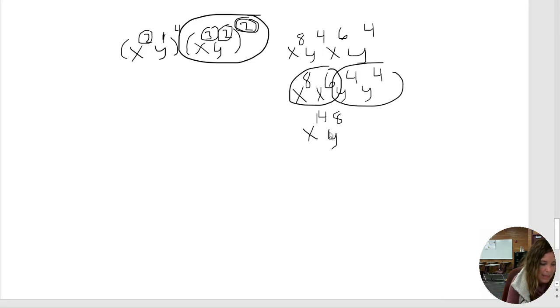Okay. Next one is x to the 4th over x to the 7th. So go ahead and push pause. Try this problem on your paper and then push play.